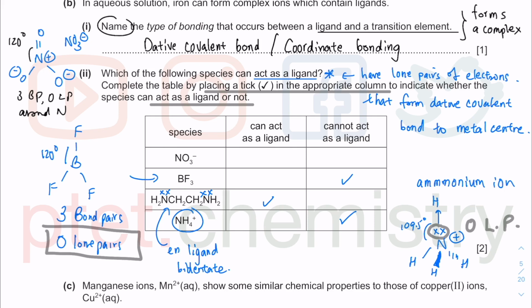So NO3- does have lone pairs. Where are the lone pairs? Not on the nitrogen, but on the oxygen. So there is more than 1 lone pair there. I've just shown you 1 lone pair there. The mere fact that you have a lone pair means it can act as a ligand.